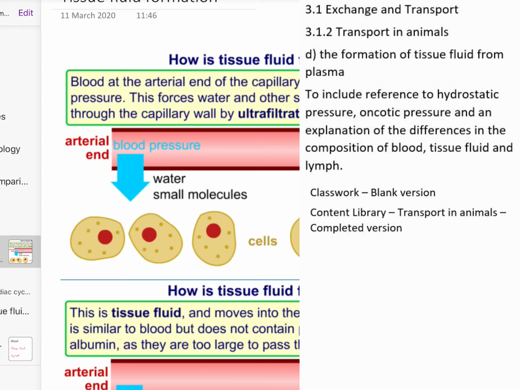A blank version of this worksheet should be found in your classwork folder, and the completed version that you can see here is in the content library in the transport in animals folder.